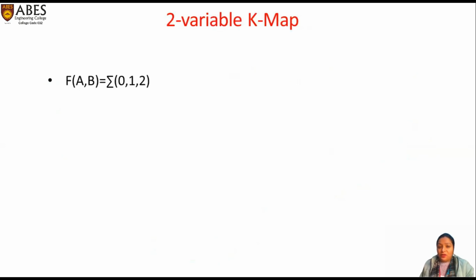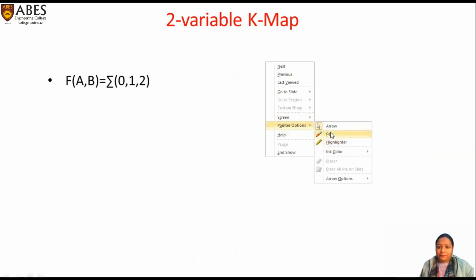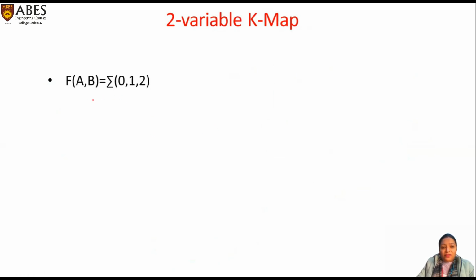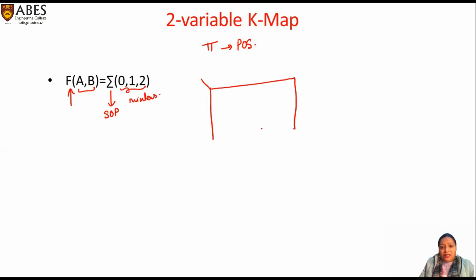So let us solve few examples. Now here, first of all, we can see that f is a Boolean function comprising of 2 variables, and we need to solve it for sum of product. The summation sign denotes sum of products, and if we use the pi sign, that means we are talking about product of sum terms. So now, these 3 are the min terms values. Okay, so let us create a 3 variable K-map and then we will solve it.